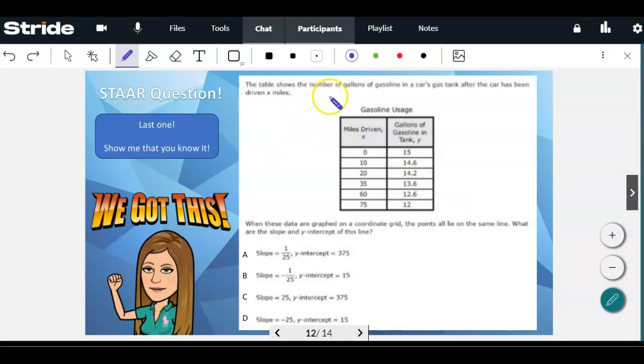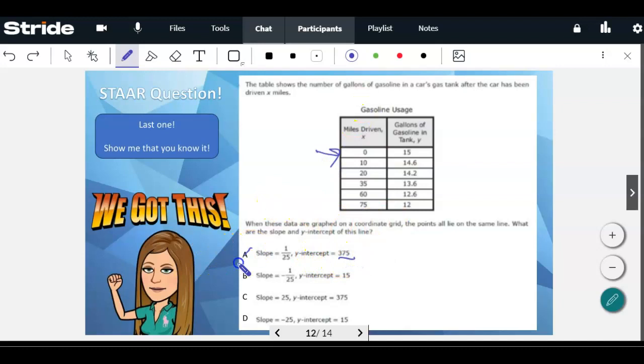It says the table shows the number of gallons of gasoline in a car's gas tank after the car has been driven X miles. Here's the information. Miles driven is X. There's my 0. So that should tell you that's your y-intercept right there. So let's continue. When this data are graphed on a coordinate plane, the points lie on the same line. What are the slope and y-intercept of the line? Okay, so we start here. That's your y-intercept.